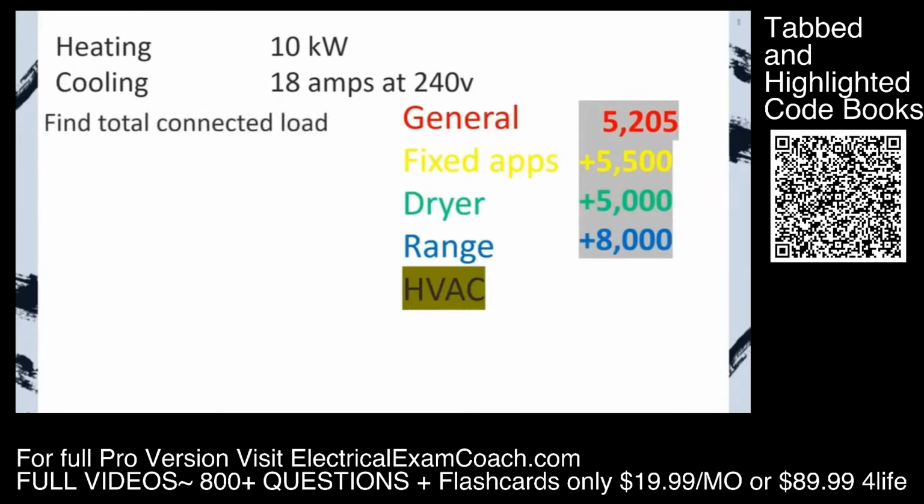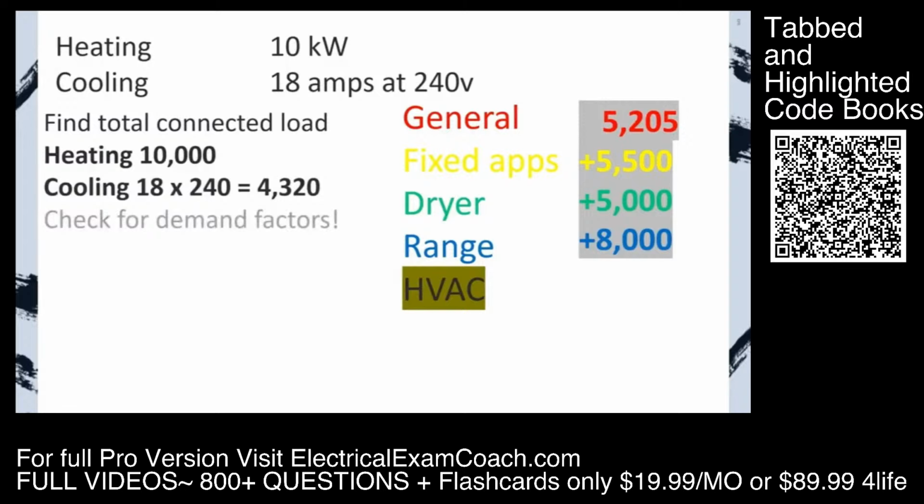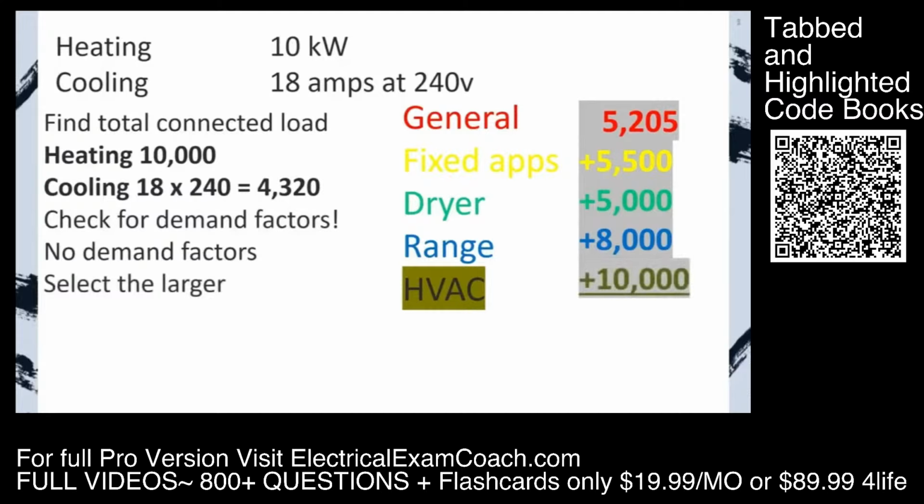Now for our HVAC. First, find our total connected load. Our heating is 10,000. And our cooling is our amps multiplied by our volts, which equals 4,320. Now we check for demand factors. There are no demand factors on this portion, so we're just going to select the larger of the 2, and we're going to put down 10,000.